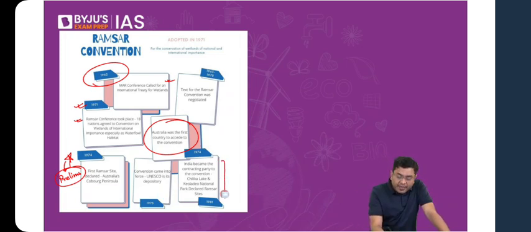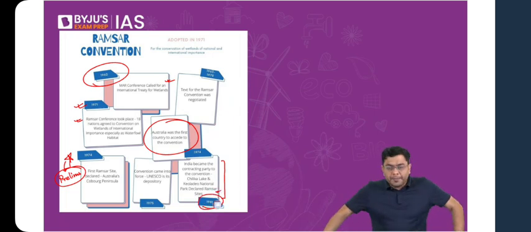Keoladeo National Park and Chilka Lake were declared as Ramsar sites. In which particular state is the Keoladeo National Park situated? It is situated in the state of Rajasthan. And Chilka Lake, obviously, is in Odisha.